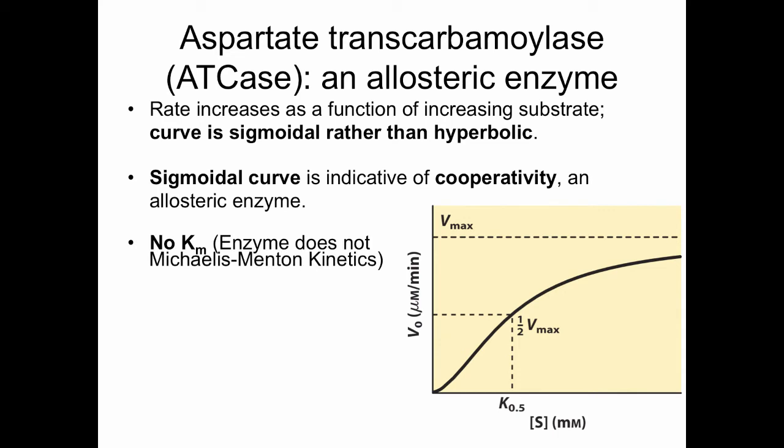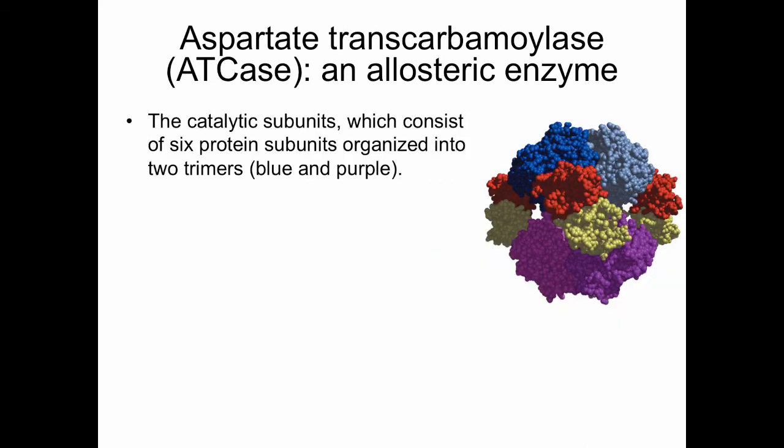With an allosteric enzyme, there is no Km. This is because the enzyme does not have Michaelis-Menten behavior of enzyme kinetics. Instead, it has a K0.5, which is the concentration of substrate at 1/2 Vmax. Aspartate transcarbamylase has a total of 12 subunits.